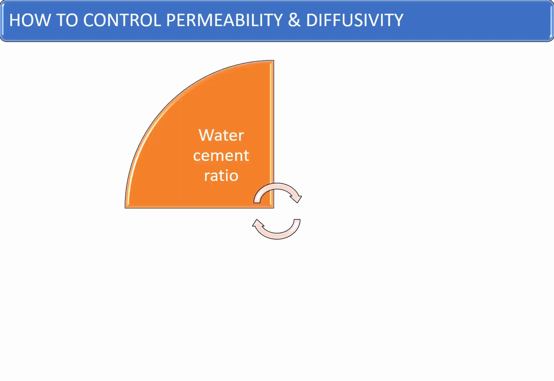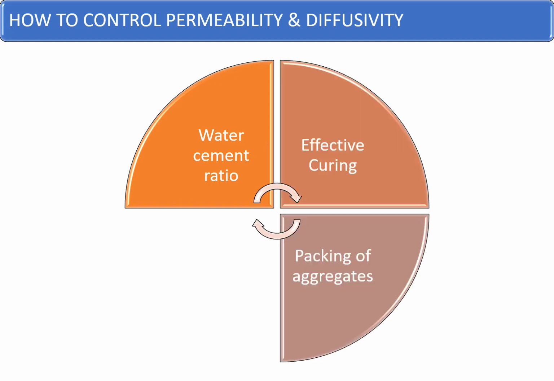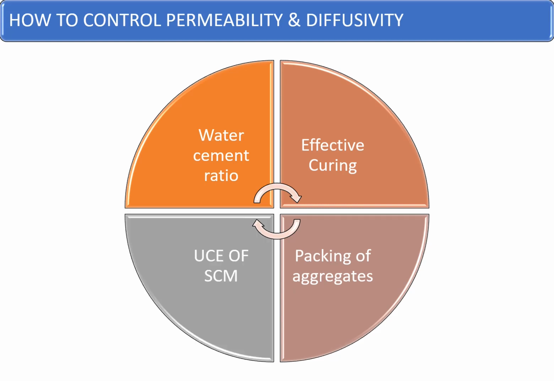Now, how to control the permeability and diffusivity of the concrete? Again, there are four factors. One is water cement ratio, second is effective curing, third is packing of aggregates, and the fourth is use of supplementary cementitious materials. When it comes to water cement ratio, it needs to be always as low as possible in order to increase the durability of the concrete by reducing the permeability properties.